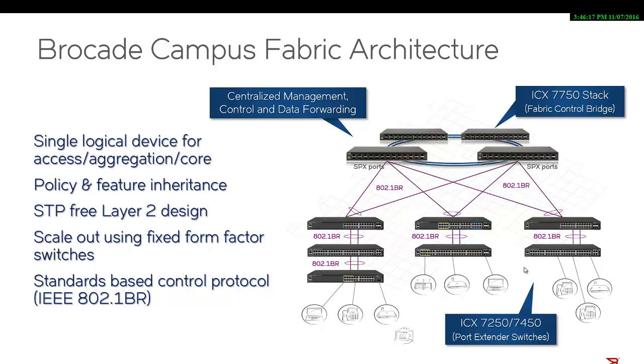Campus fabric has two main components, the control bridge or the CB unit and the port extender or the PE unit. As a part of illustration, top network segment is a stack of four ICX7750s with control bridge or 802.1BR mode enabled. We configure SPX or fabric ports on control bridge and have PE units hanging off from them in a PE chain. PE units have 802.1BR running in between the units.